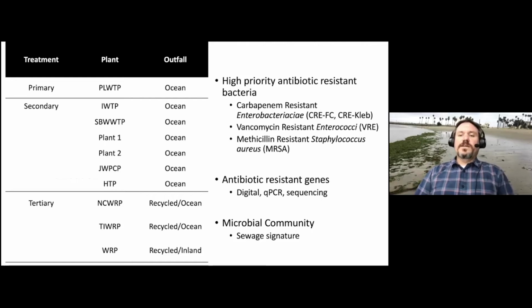And we looked with a few different methods for viable bacteria, focusing on high priority antibiotic resistant bacteria like carbapenem resistant Enterobacteriaceae, vancomycin resistant Enterococci, methicillin resistant Staph aureus. Then we also used molecular methods to look at antibiotic resistant genes using digital PCR, qPCR, and sequencing. And finally, we also wanted to see if we could find a sewage signature using the microbial community sequences themselves. So let's see what we found.